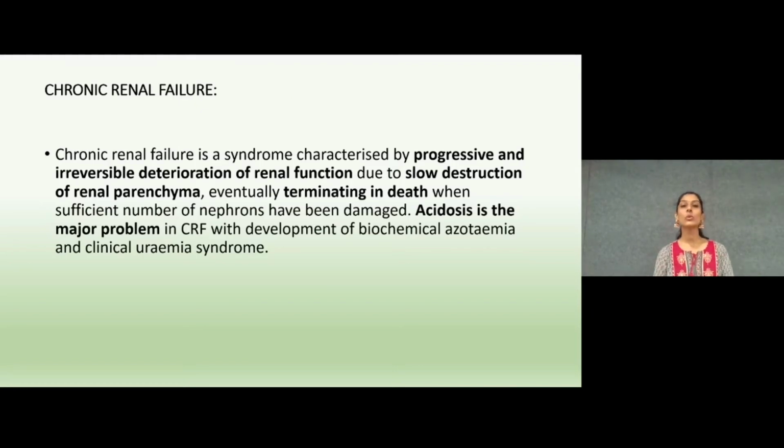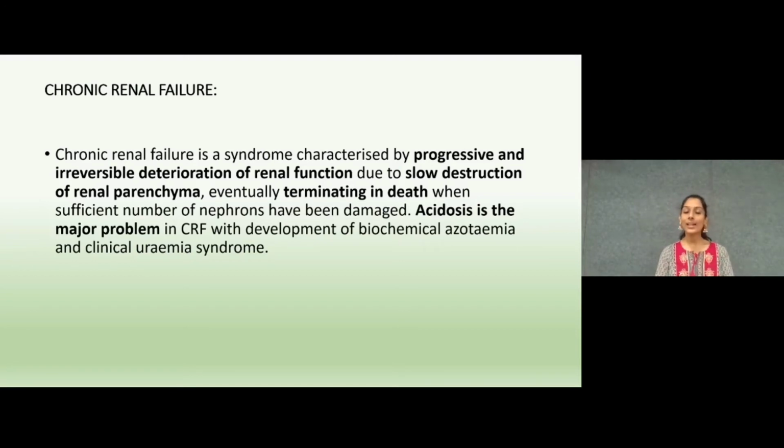Now next is chronic renal failure. After acute renal failure, chronic renal failure can occur if there is progression in kidney failure, right? Chronic renal failure is a syndrome characterized by progressive and irreversible deterioration of renal function due to slow destruction of renal parenchyma. Mainly the parenchyma gets destroyed, eventually terminating in death when a sufficient number of nephrons have been damaged.